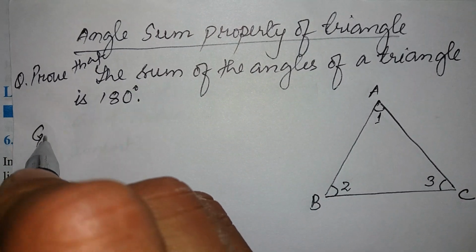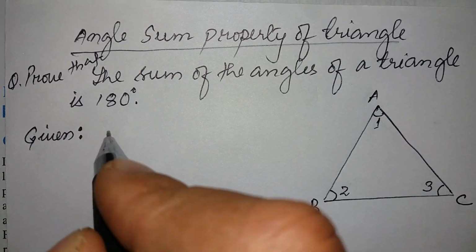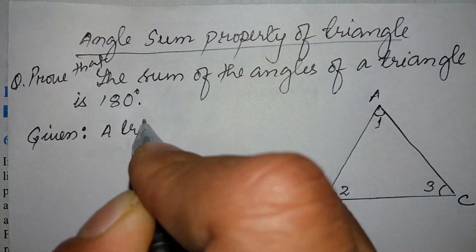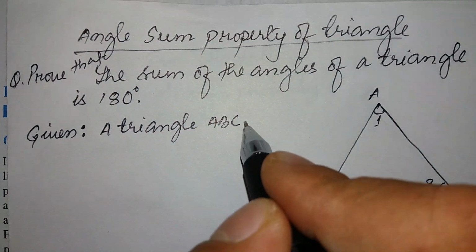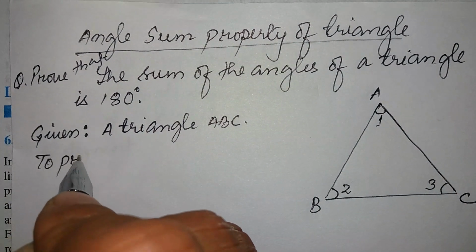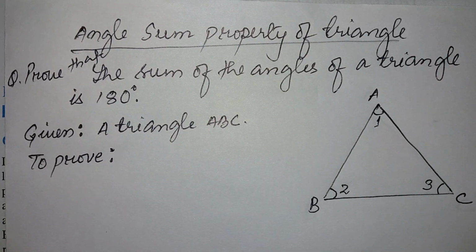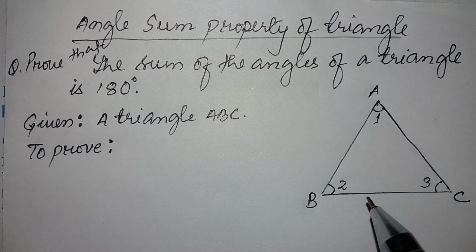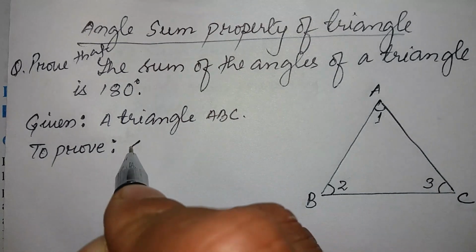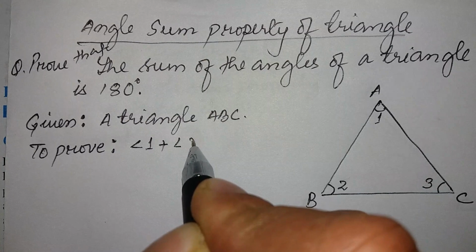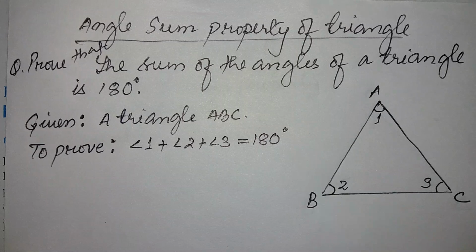Then you have to write here given: we have a triangle ABC, and to prove is: we're going to prove this property. We're going to see how we can get 180 degree when we add these three angles. So angle 1 plus angle 2 plus angle 3 is equal to 180 degree. Okay, this is what we're going to prove.